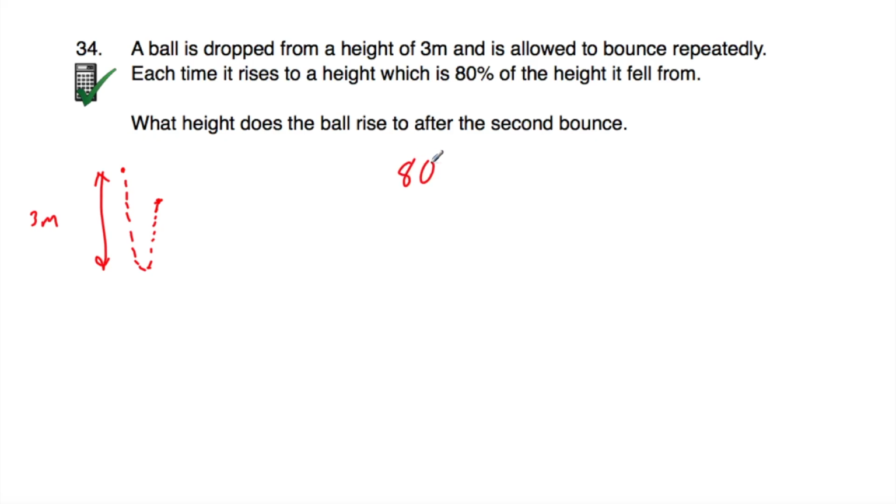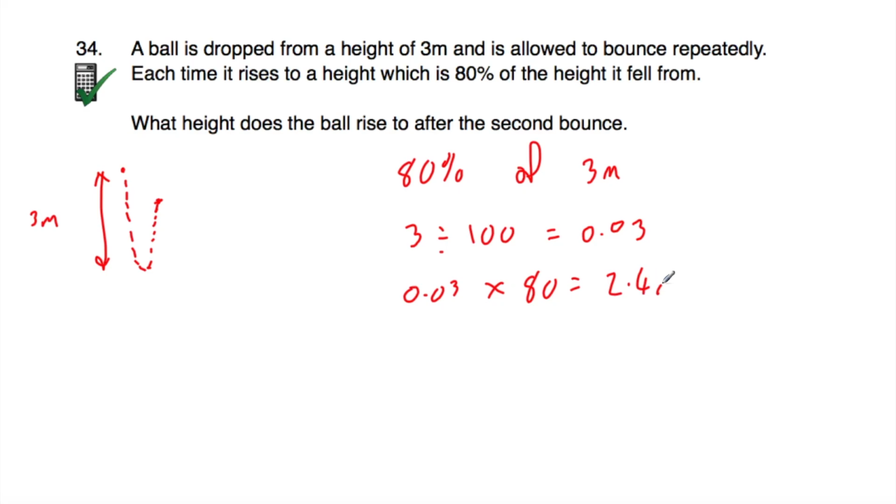So let's work out 80% of 3 meters. To do that, we'll take 3 meters and divide it by 100, so that's equal to 0.03, and then we'll multiply that by 80, and that's equal to 2.4. So it'll rise to a height of 2.4 meters, so that height there is 2.4, just put an arrow there, 2.4 meters.